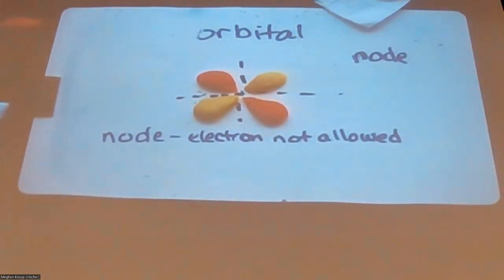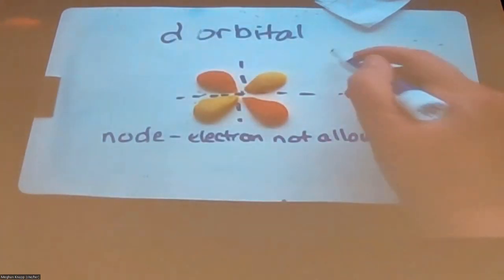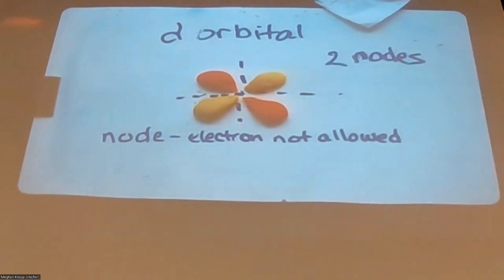So there's a D orbital. How many nodes do I have in my D orbital? Two, so I'm gonna put a 2 here, 2 nodes. All right, you get a picture of that.